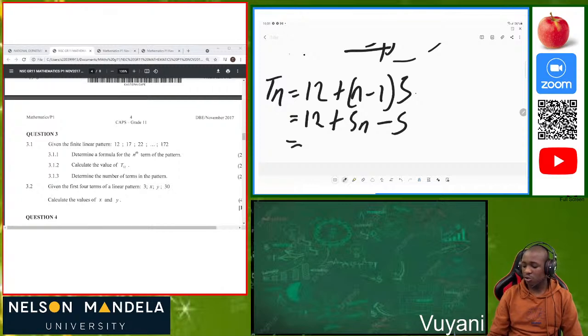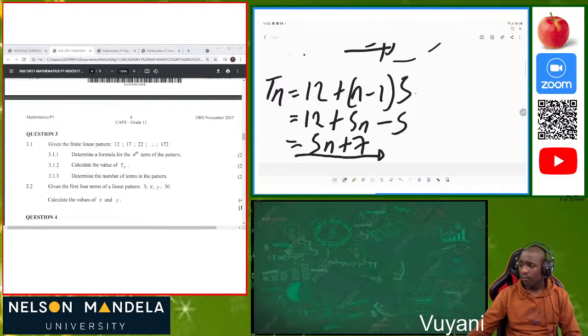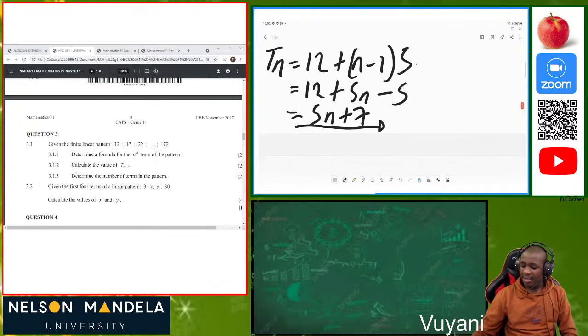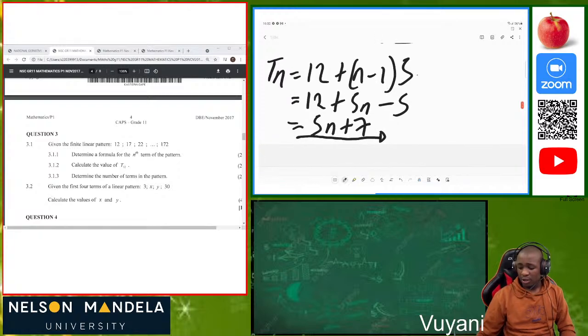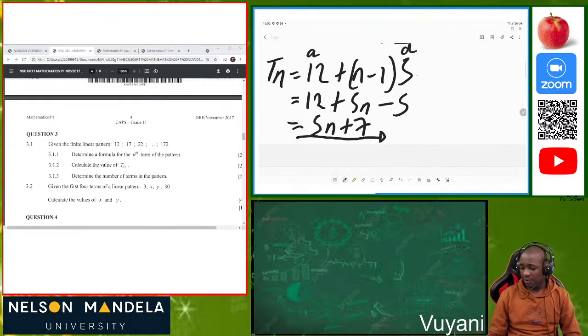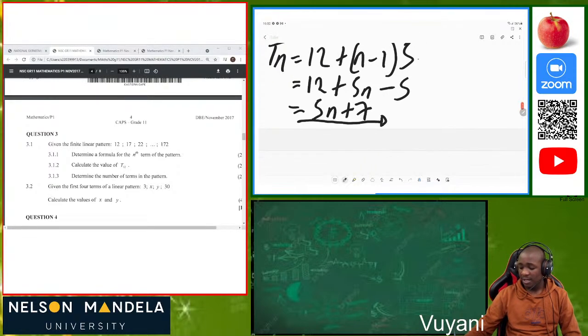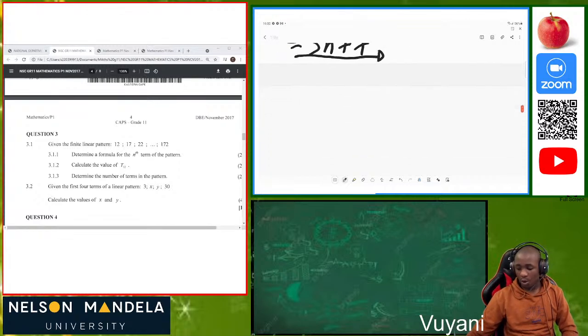We know that these two are like terms, so we'll be left with 5n, then 12 minus 5, and we get positive 7. So our nth term or our pattern is 5n plus 7. So you only have to know what your A is and what your constant difference is. Now you'll be able to calculate your nth term or your nth formula.